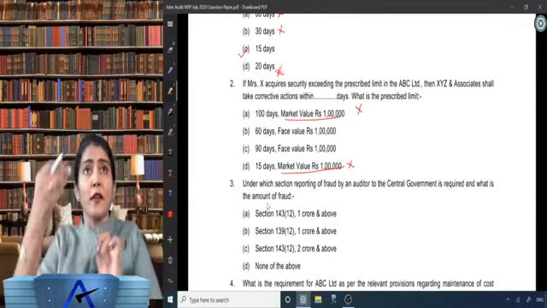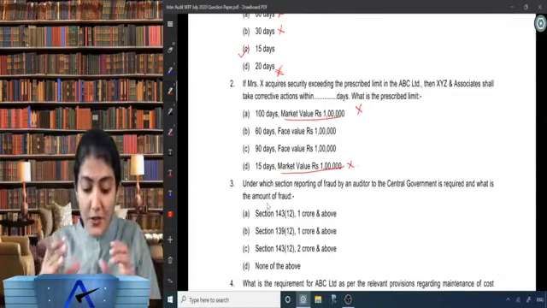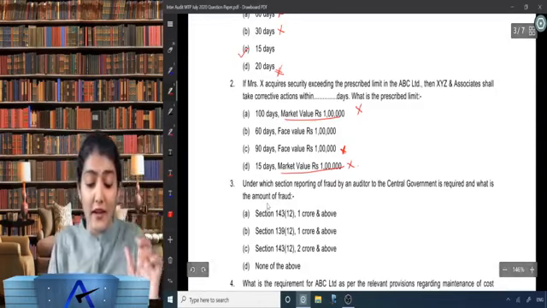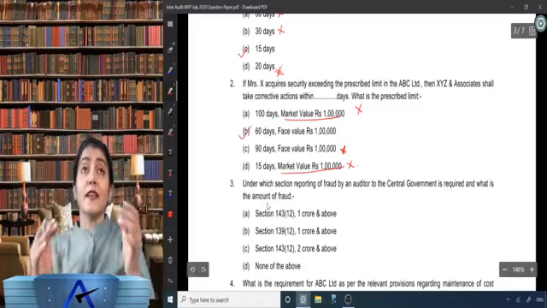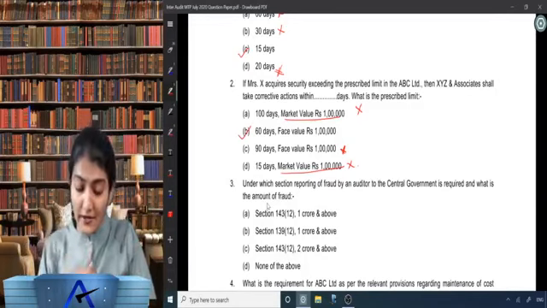So 50-50. A and D are out. Now we have only B and C over there. So 60 days face value 1 lakh and 90 days face value 1 lakh. Right, so the corrective action, the grace period given over there is 60 days. So 60 days and face value is rupees 1 lakh.